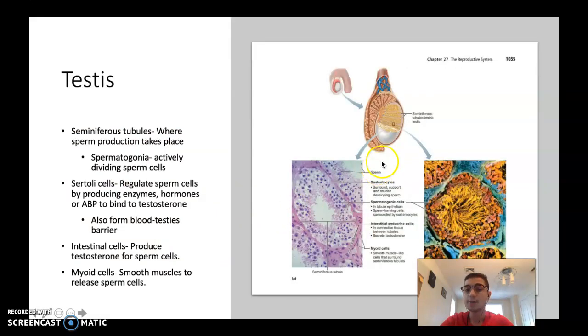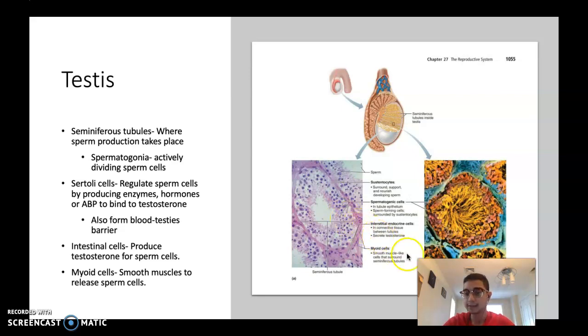Now, the testes, the seminiferous tubules, is where the actual sperm is produced. We have four different types of cells. We have spermatogenic cells, which are the actively dividing cells that produce sperm, as we're also going to see later on when we go over mitosis and meiosis 1 and 2. The Sertoli cells, also called sustentocytes, regulate sperm by producing enzymes, hormones, and also ABP, which is androgen binding protein, which binds to testosterone to give nourishment for the spermatogenic cells. They also form the blood-testis barrier through tight junctions.